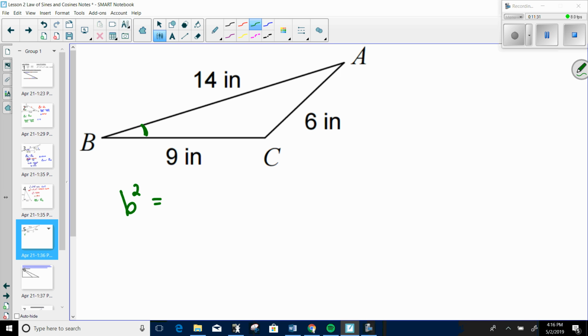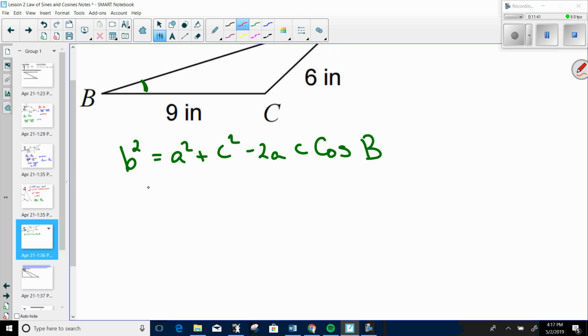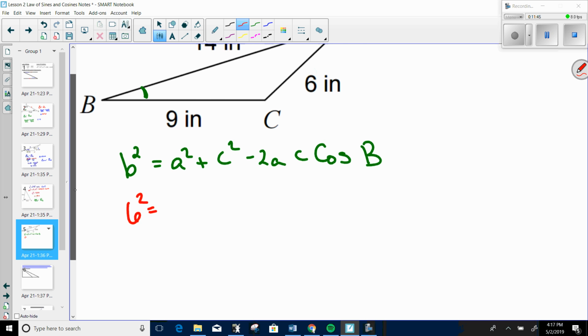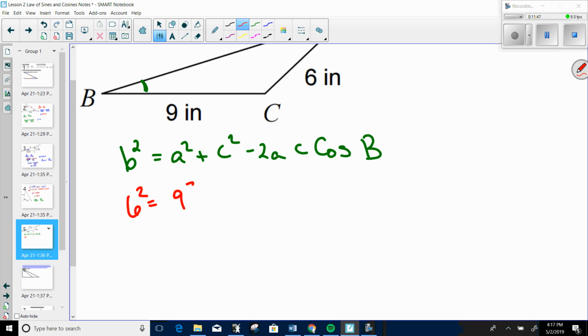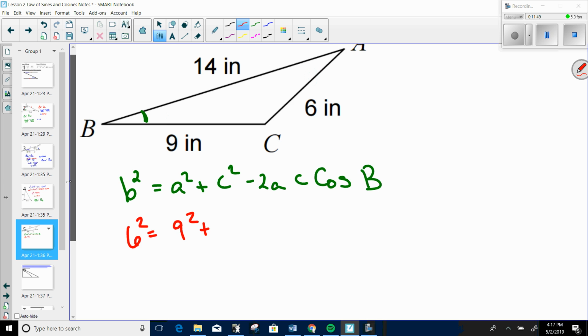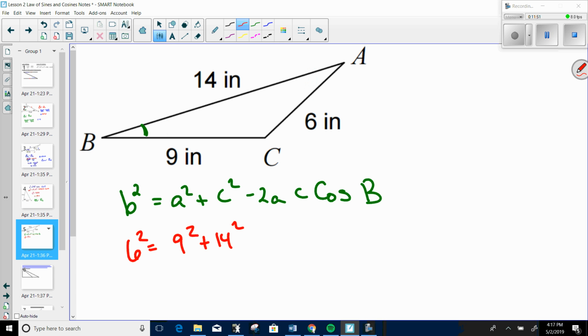So I have b squared equals a squared plus c squared minus 2ac cosine B. Plug in what you know, solve for what you don't know. I know side b is 6. I know a is 9 plus 14 squared minus 2 times 9 times 14 cosine B. I don't know what B is.